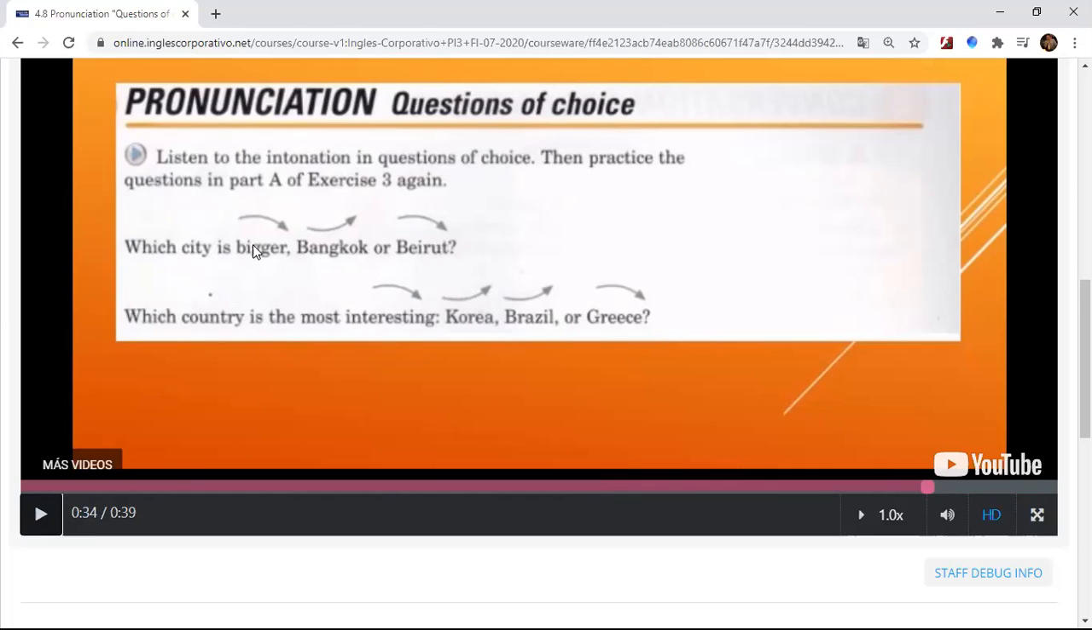Okay, now please notice the arrow, right? It goes like this, then down, up, down. Which city is bigger, Bangkok or Beirut? Okay, so it's down, up, down. Okay, what do you eat for breakfast? Milk, coffee, or chocolate? Okay?